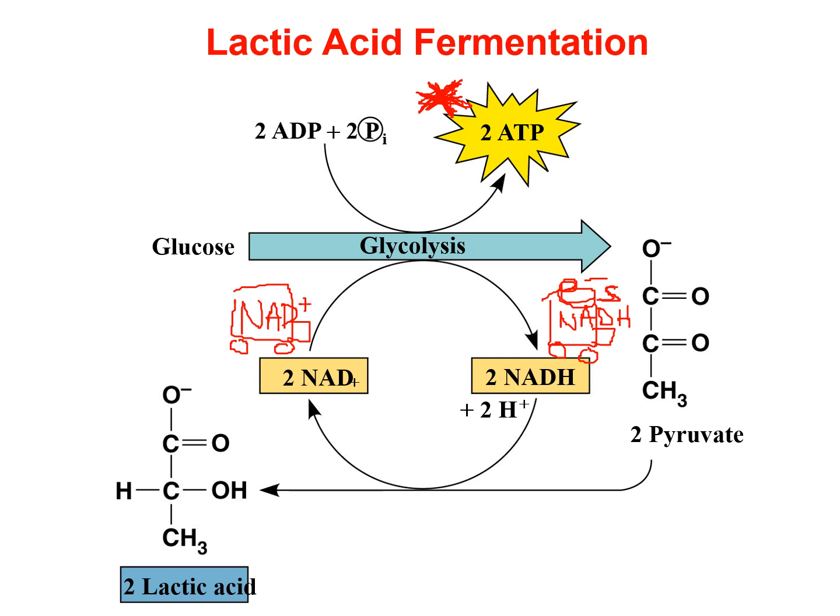So here's what we end up making in our muscle cells. And now our electron carrier, NAD+, is now empty. We can go back to the next glucose, be ready to accept more electrons as we break the next glucose apart and make another 2 ATP.